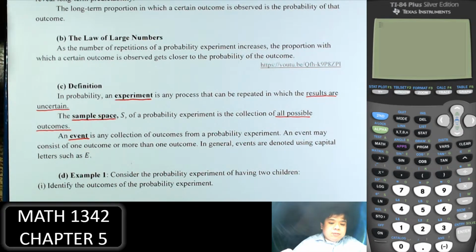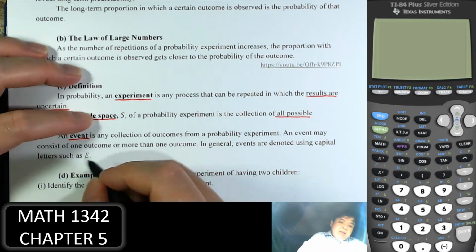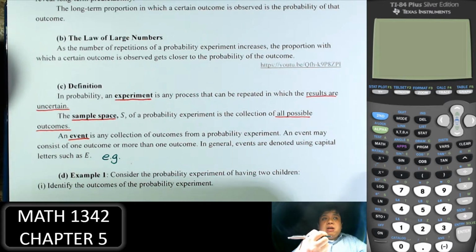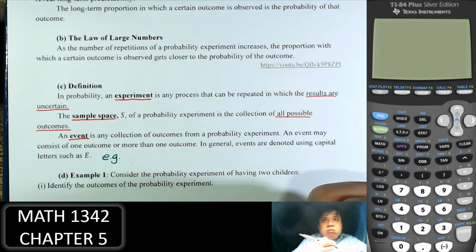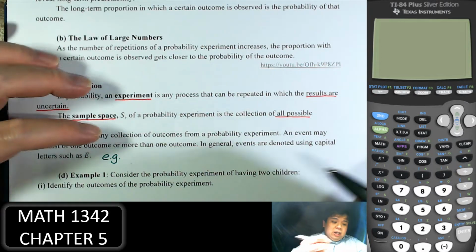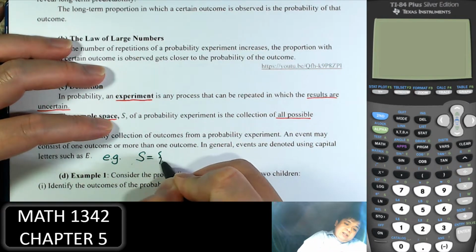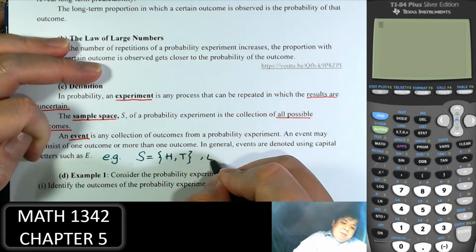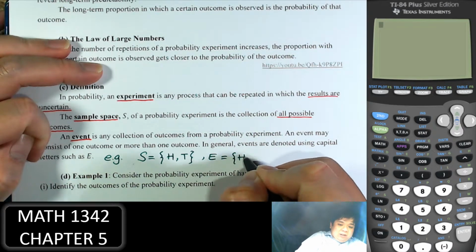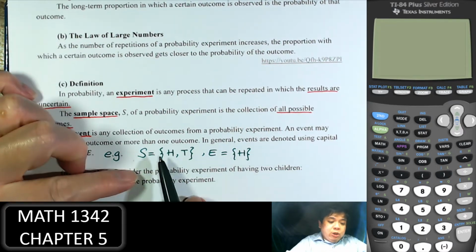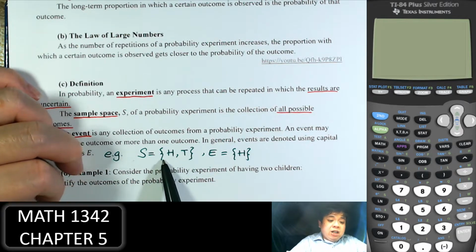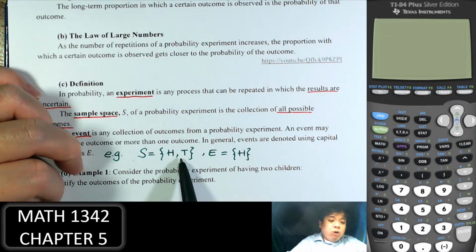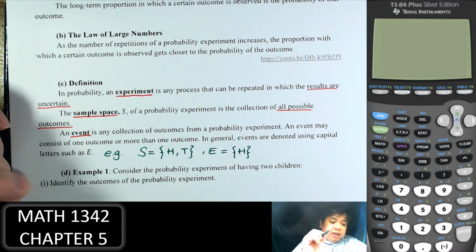Let's look at a very simple example. If we have an experiment of flipping a coin, for example, the sample space will be either head or tail, and an event may be getting the head. By the way, we use curly brackets to list the set of all the possible outcomes for the sample space. E will be one or more outcomes in the sample space.